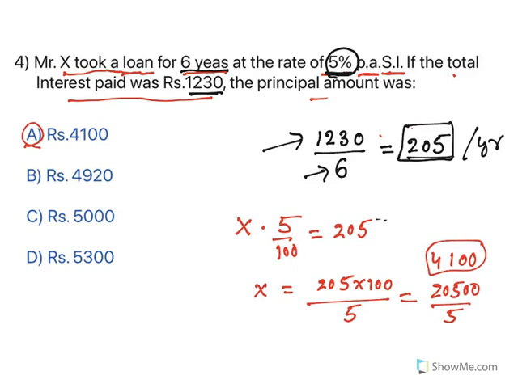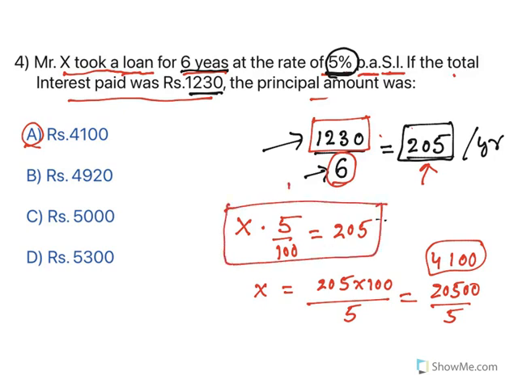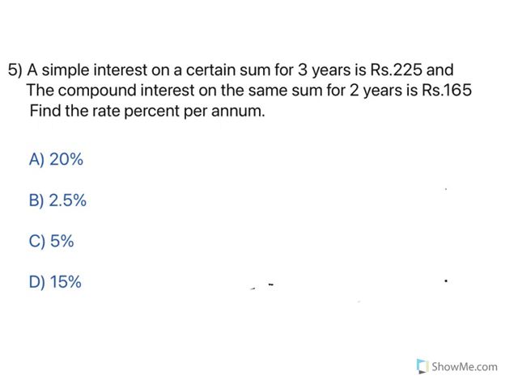So see, the logic here is this interest is for 6 years. You need to get how much is for 1 year. Because it is simple interest, you can simply divide it. Once you get it, you need to calculate what is the principal amount, because you know the interest, you know how much you received per year, and you need to get this principal amount, and that is 4100. Moving to the next one.